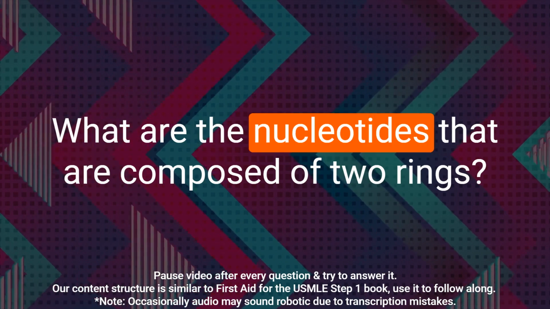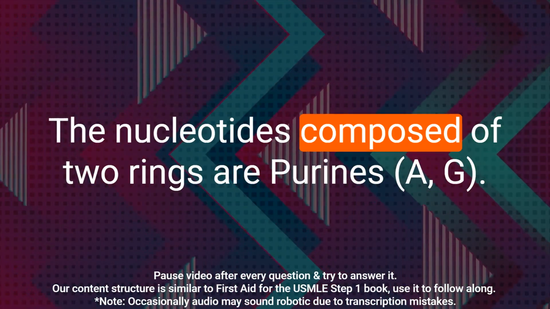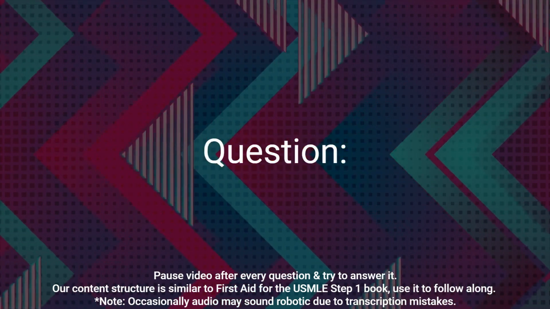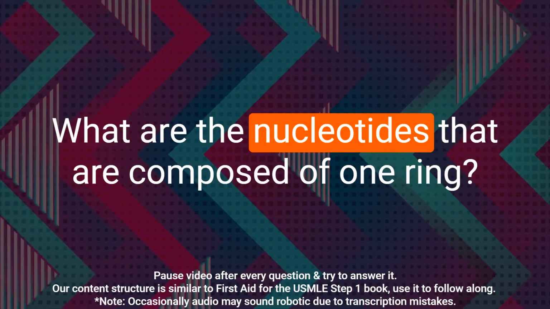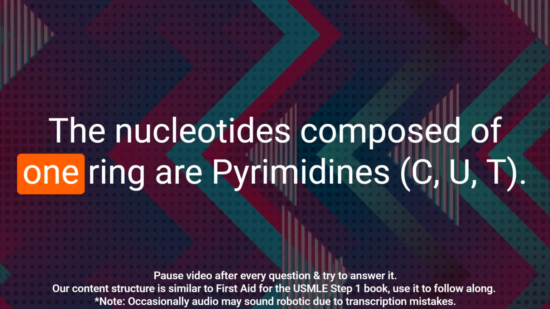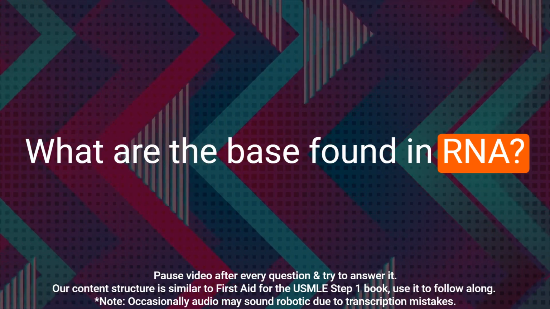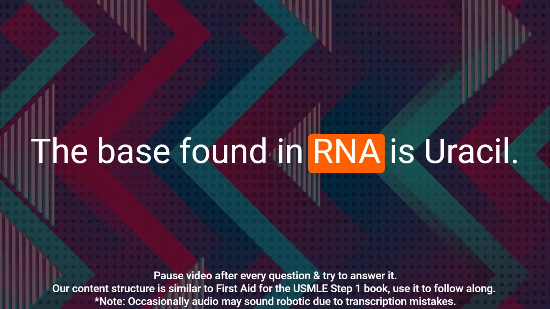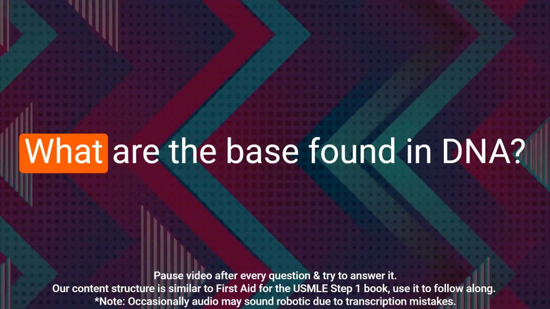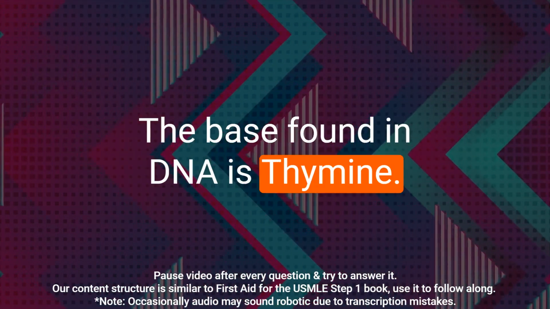Question: What are the nucleotides that are composed of 2 rings? Answer: The nucleotides composed of 2 rings are purines. Question: What are the nucleotides that are composed of 1 ring? Answer: The nucleotides composed of 1 ring are pyrimidines. Question: What is the base found in RNA? Answer: The base found in RNA is uracil. Question: What is the base found in DNA? Answer: The base found in DNA is thymine.